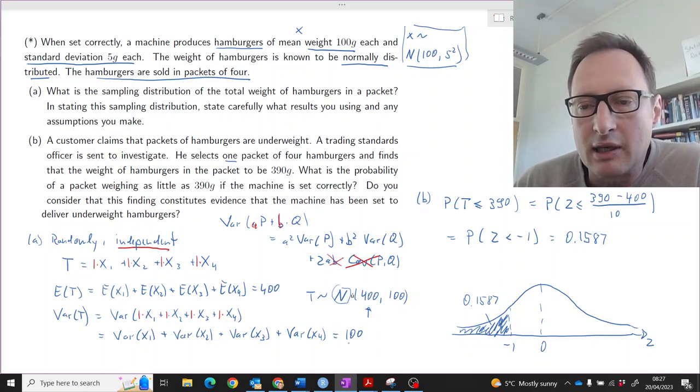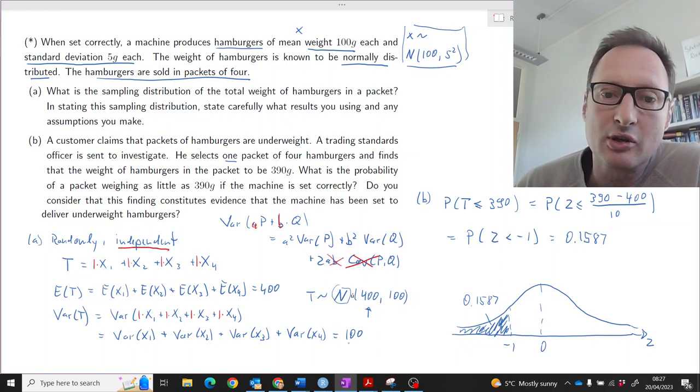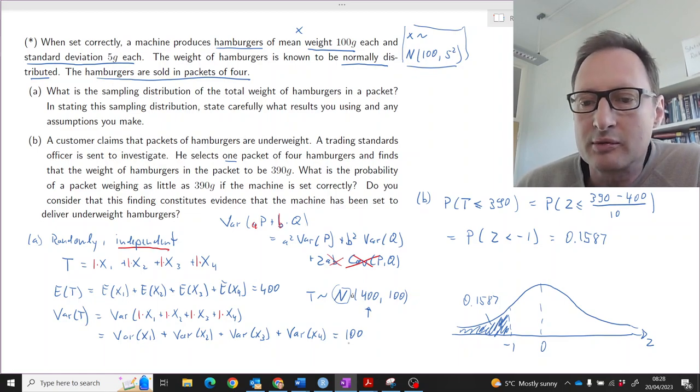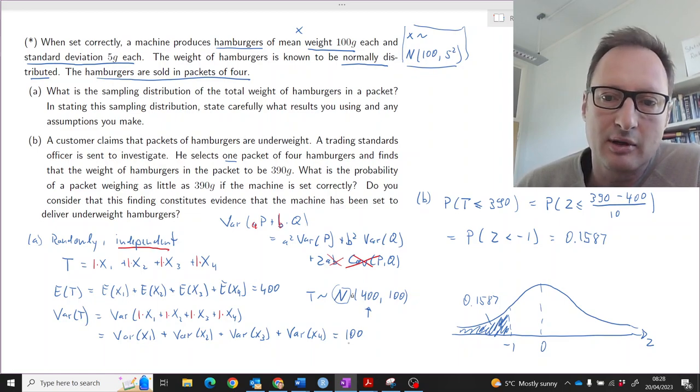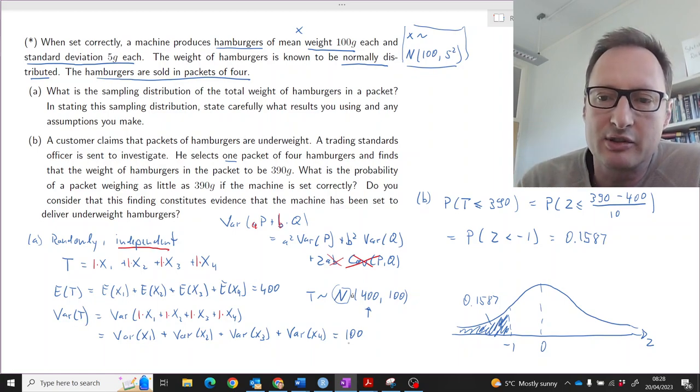So is that small or large? Well, it is what it is, but 16% is certainly something that you should expect to happen, perhaps around 1 in every 6 cases. So even if the machine is correctly adjusted, around 1 in every 6 packages, you should expect the weight to be less than 390.